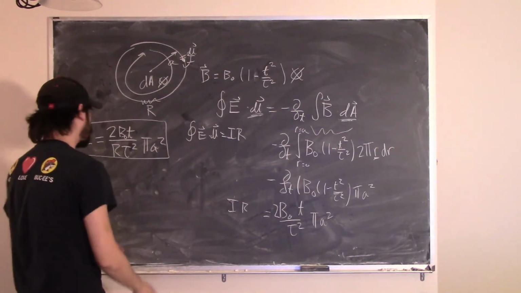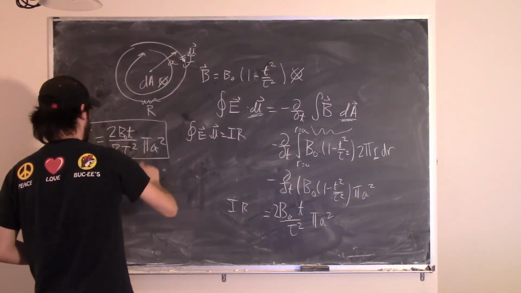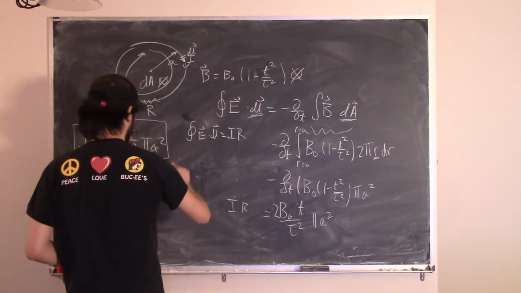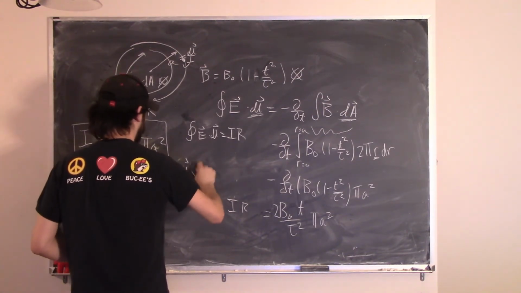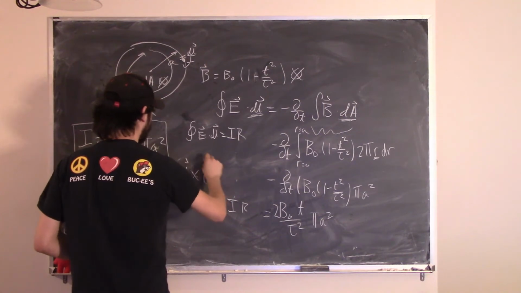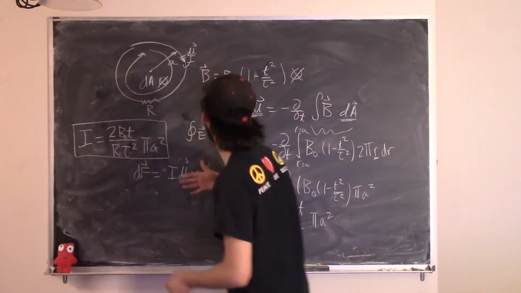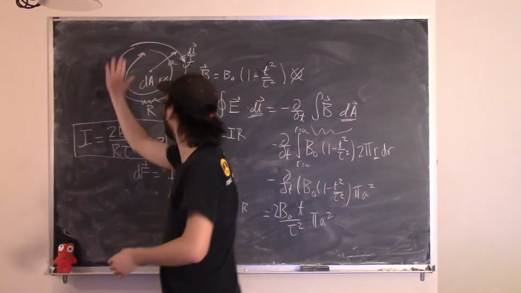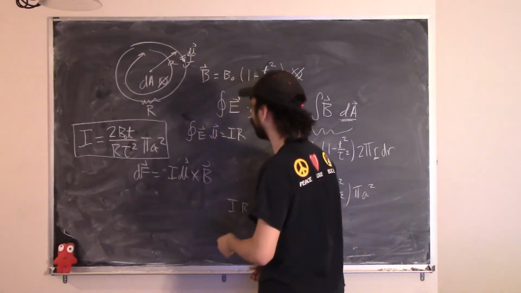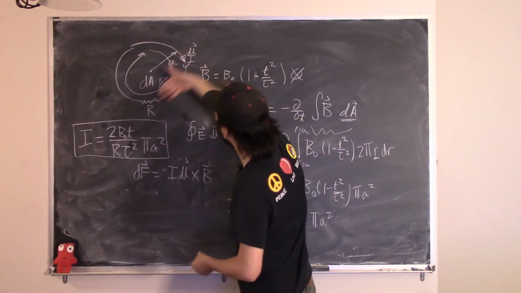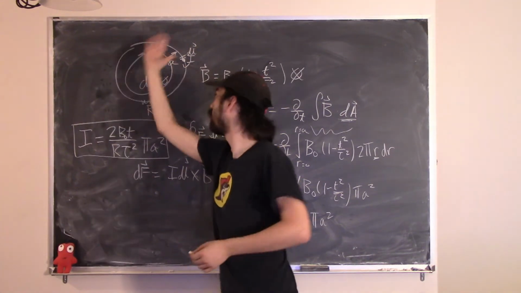And so to determine that, what we can do is say that dF is equal to I dl cross B. And so what's the direction of dl? Well, we said that it's going to go around the circle in the clockwise direction. And so that's to say that my fingers have to point in that direction. It's going to go around like this.